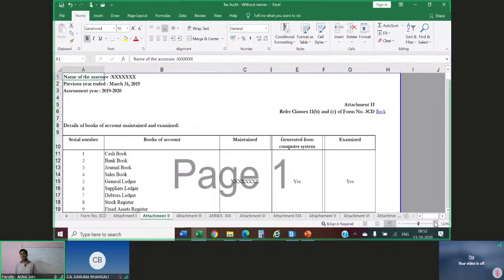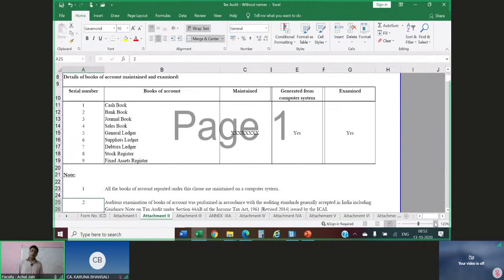Now in this case, this is referring to clause number B and C of 11, wherein management has put down the complete list of the books of accounts maintained by it. And the management will also specify that out of these books which have been maintained by it, whether these books are maintained in manual form or a computerized form.